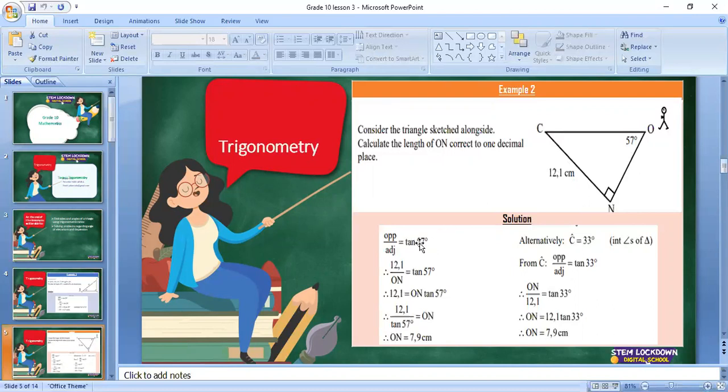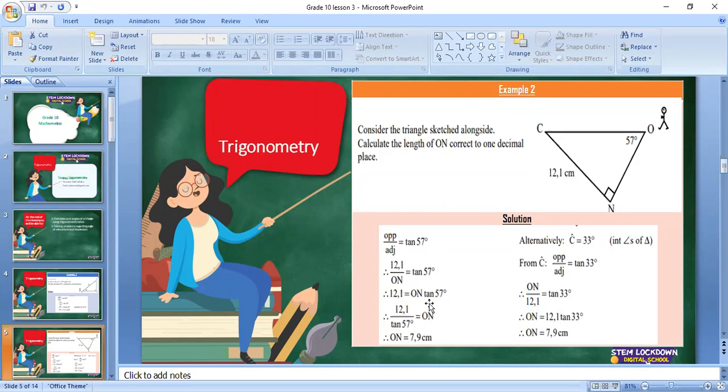So tan of the angle 57 equals opposite over adjacent. Our adjacent is the ON. So it will be opposite 12.1 over ON, the adjacent, equal to tan 57. Then what do we do here? We cross multiply. Tan 57 times ON gives ON tan 57, and 1 times 12.1 gives 12.1. So 12.1 equals ON tan 57.